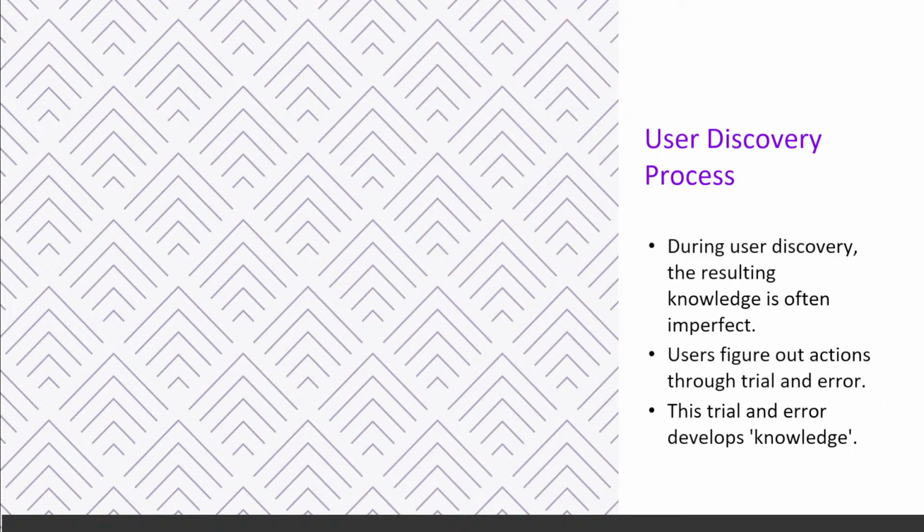Right? Because users in general, they figure out things through trial and error. Right? And that's how we get this knowledge of, right? This idea that, well, we know that things exist. We kind of know what they are. We've heard of them, right? Versus knowledge how, the ability to actually do things.